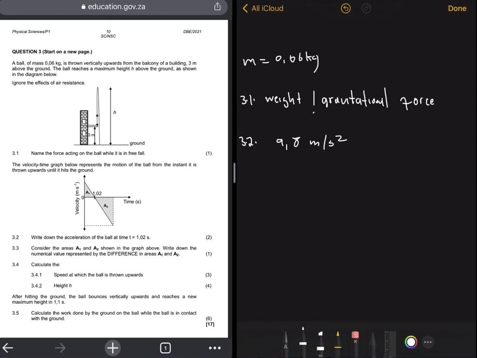So if you don't really know your stuff, and you see that it cuts the axis and you have a velocity of zero, some people might be tempted to say the acceleration is zero, just because you don't really know vertical projectile motion like that. But the thing is, the acceleration of the ball is always 9.8 meters per second squared, regardless of what the velocity is and what's going on in that motion.